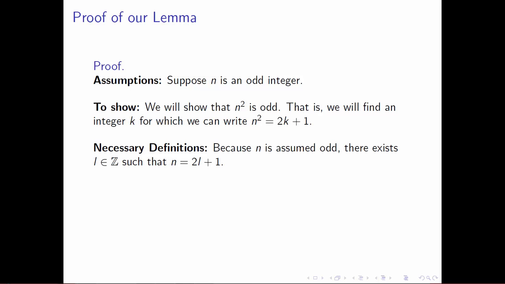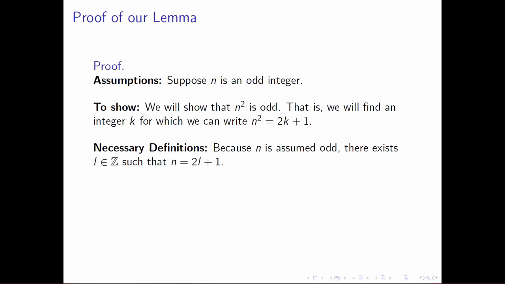Now, under necessary definitions, we're going to show that n squared is odd. We're going to show that n squared is 2k plus 1 for some integer k. But let's go back now and elaborate on our assumption. We are assuming that n is odd. What does that mean when applied to n? It means that n can be written as 2 times some integer plus 1.